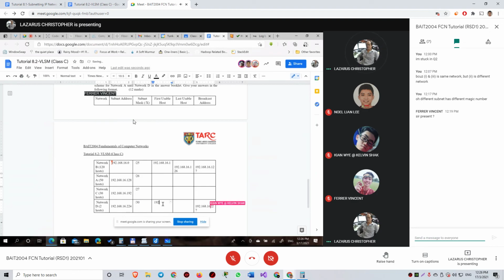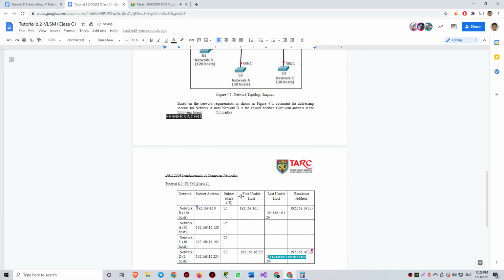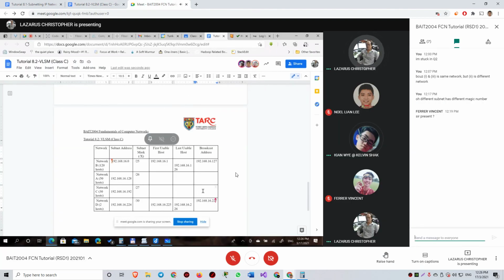So here it's just 225, right? 16.225, because it's one after 224. Here, because there's only two, you can see that it's 16.226. Correct? 226 and 227. Yes, sorry, never mind. Okay. All right.